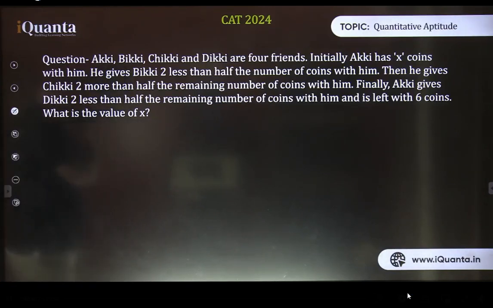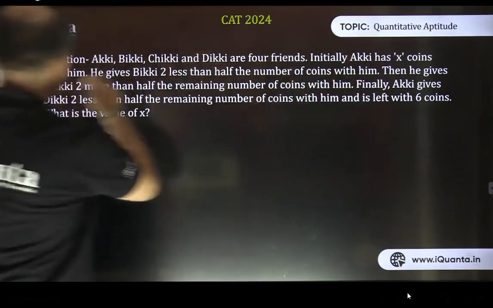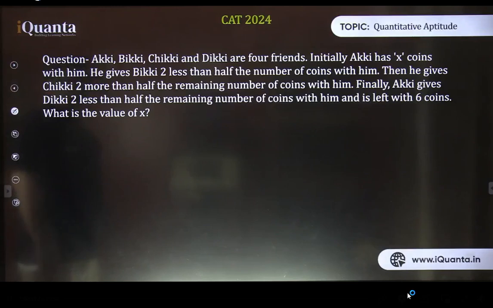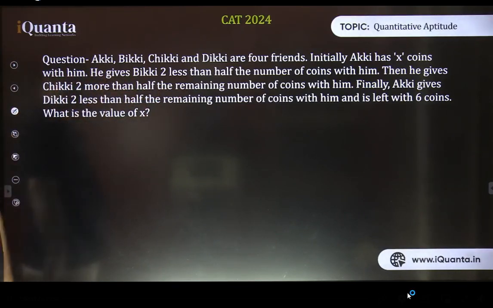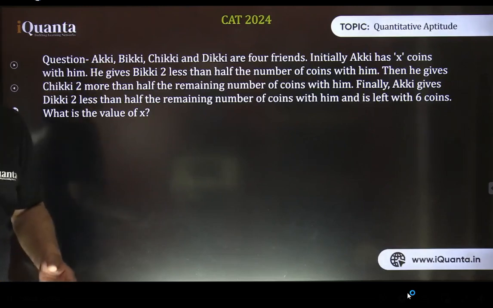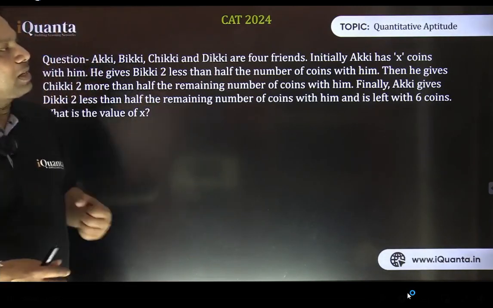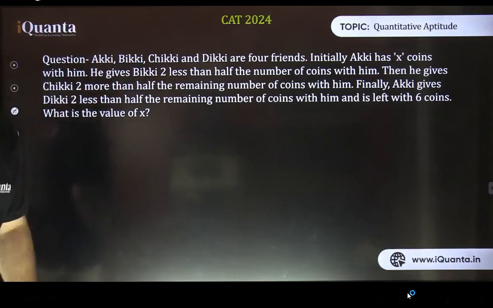Okay, some of you were interested in making equations. Let's use the equation this time. So here we have 4 persons A, B, C, D, and initially A has X coins and he gives B 2 less than half the number of coins with him. Then he gives C 2 more than half of the remaining coins, and finally A gives D 2 less than half the remaining coins, and is left with 6 coins. In every transaction, only A is giving some number of coins to the others, B, C, and D, and finally what he's left with is 6, right? So let's frame equations first, and then we can see if there is some alternate way also.